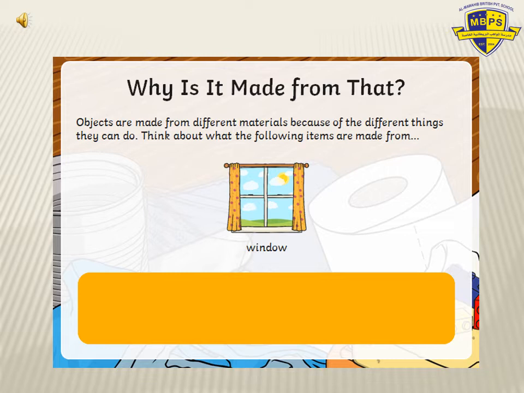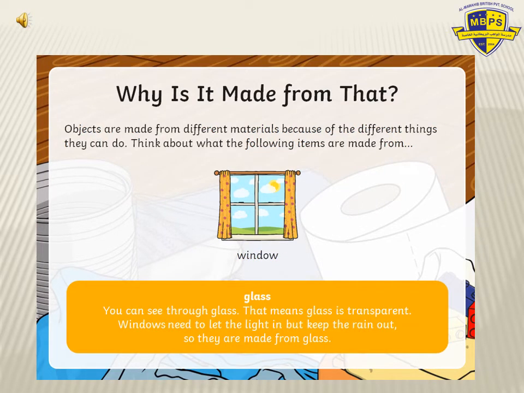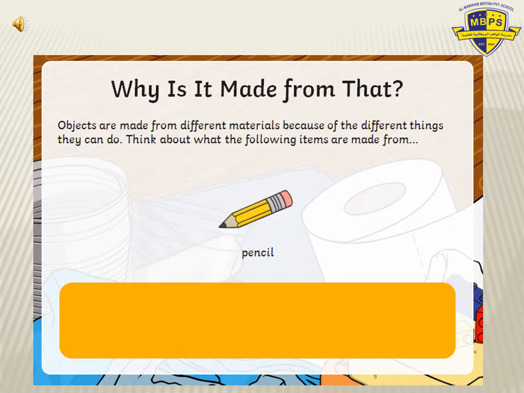The first picture that we have is a window. I know that all of you can spell window and you can write it with nice handwriting. So a window is made from... Now we will check your answer. Grade 2, the correct answer is glass. Why will we choose glass? Because glass is transparent. What's glass? Transparent. We can see through the glass. Very good, grade 2.